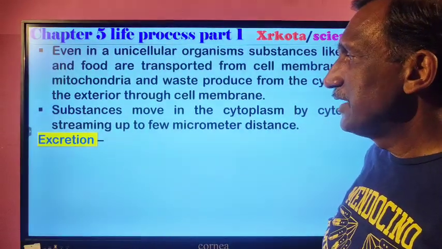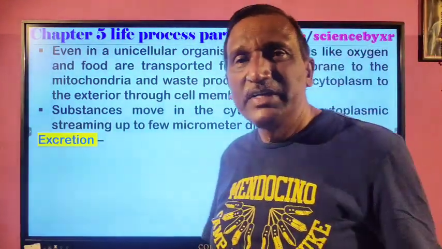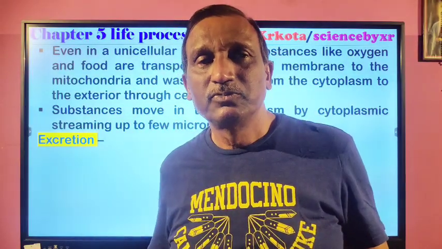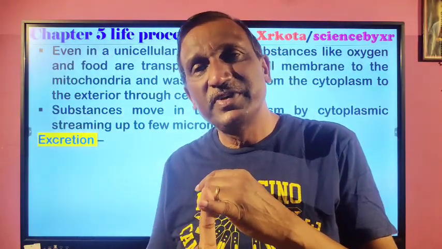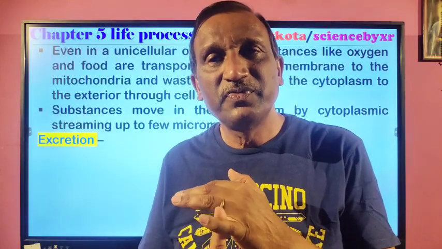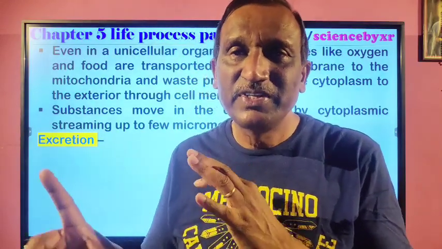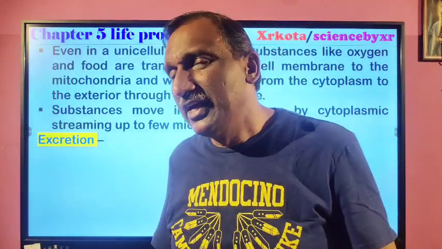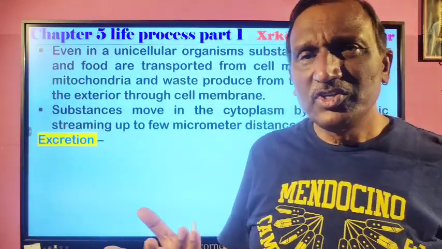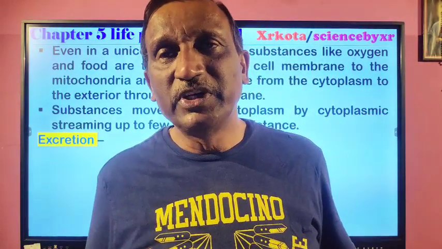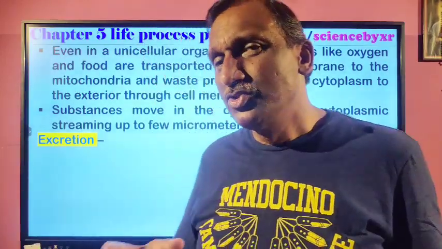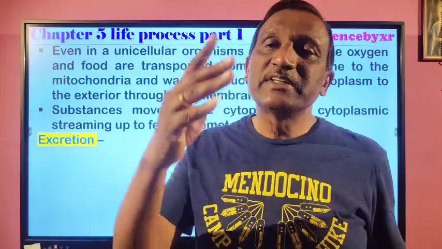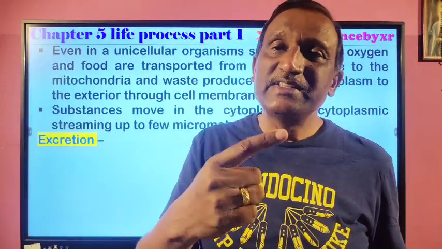Then last is excretion. So whenever some metabolism takes place, some waste will definitely be produced. When respiration is taking place, waste is produced. When photosynthesis takes place, waste is produced. When DNA is made, waste is produced. For any other thing that is made, waste is produced. And this waste, the cell does not have space to store. So what will it do? It will throw it out. So I said these four life processes are taking place at the cellular level.